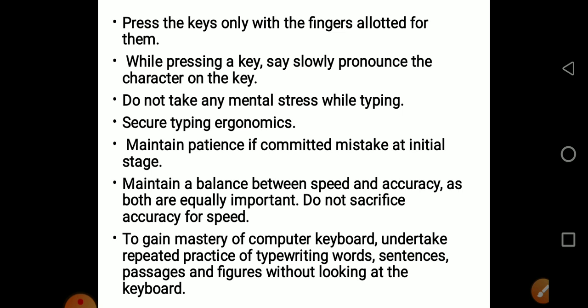Maintain a balance between speed and accuracy, as both are equally important. Do not sacrifice accuracy for speed. To gain mastery of the computer keyboard, undertake repeated practice of typewriting words, sentences, passages and figures without looking at the keyboard. I repeatedly tell you, without looking at the keyboard we are going to practice typing. For that only this chapter is meant for keyboarding skills. Clear?